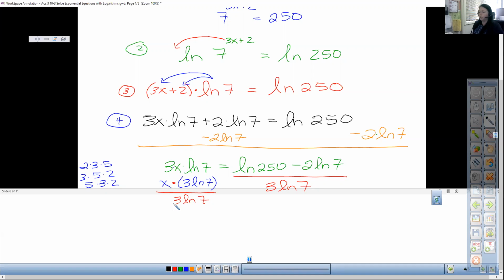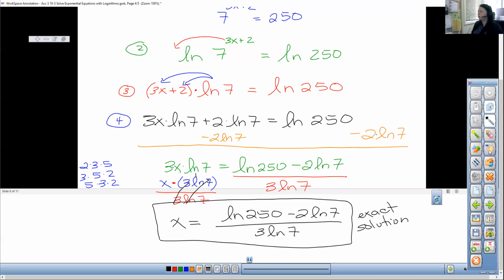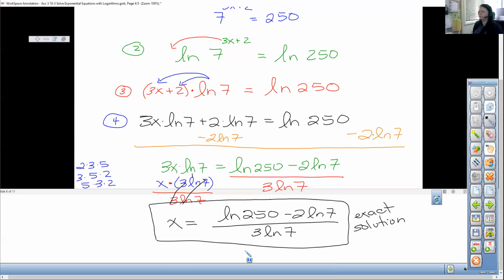So now 3 divided by 3 is 1. Natural logarithm of 7 divided by itself is 1. x times 1 is x. And then what I have over here is this rather messy looking solution. So this is our exact solution. The solution before we use our calculator.